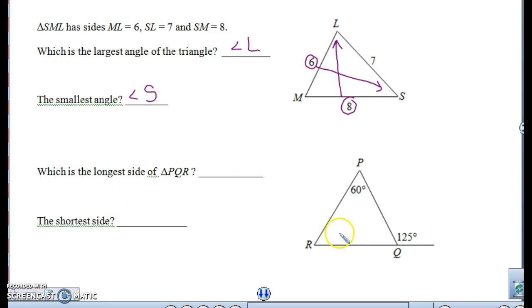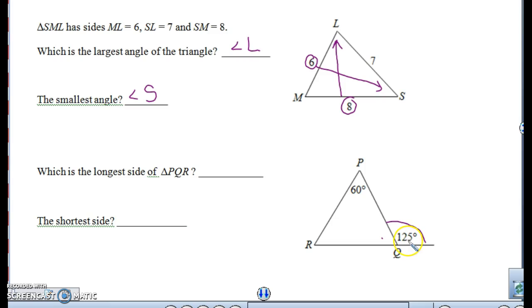If I have my triangle PQR here, what is the longest side of triangle PQR? Well, I don't have any side lengths here, but I have angle measures. So let's see if we can figure this out. Let's figure out our angle measures. Now, remember, this is 125. This is an exterior angle. What do we know about exterior angles? Well, we know two things. They are supplementary to the adjacent angle, so these two right here are supplementary.